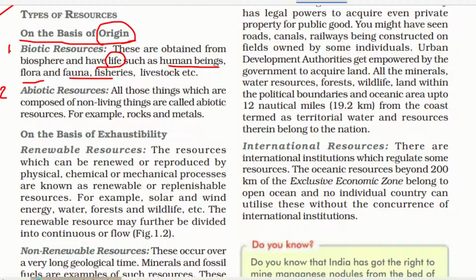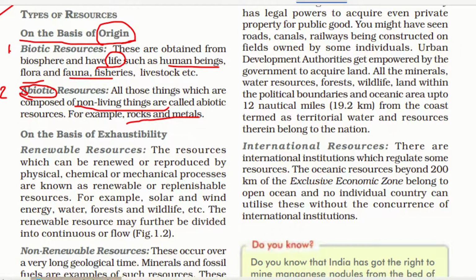Now the second one is abiotic resources. Okay, abiotic is just the opposite of biotic. All those things which are composed of non-living things. It is very important, you should underline this: non-living. Here it is living organisms and here abiotic means non-living. Examples: rocks, metals, all those things.